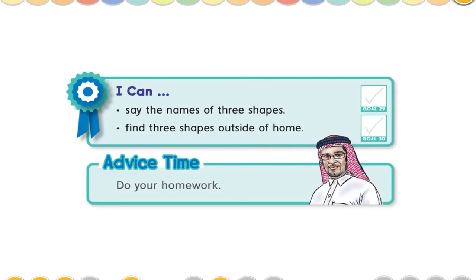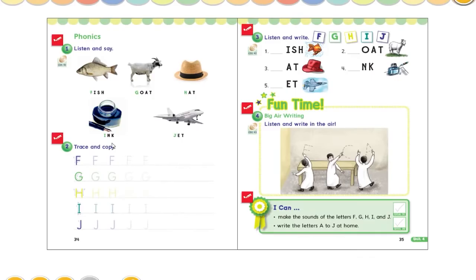I can. Say the names of 3 shapes. Find 3 shapes outside of my home. أسمي 3 أشكال وأعثر على 3 أشكال خارج منزلي. Advice time. Do your homework. قم بأداء واجبك المنزلي. Phonics, صوتيات.